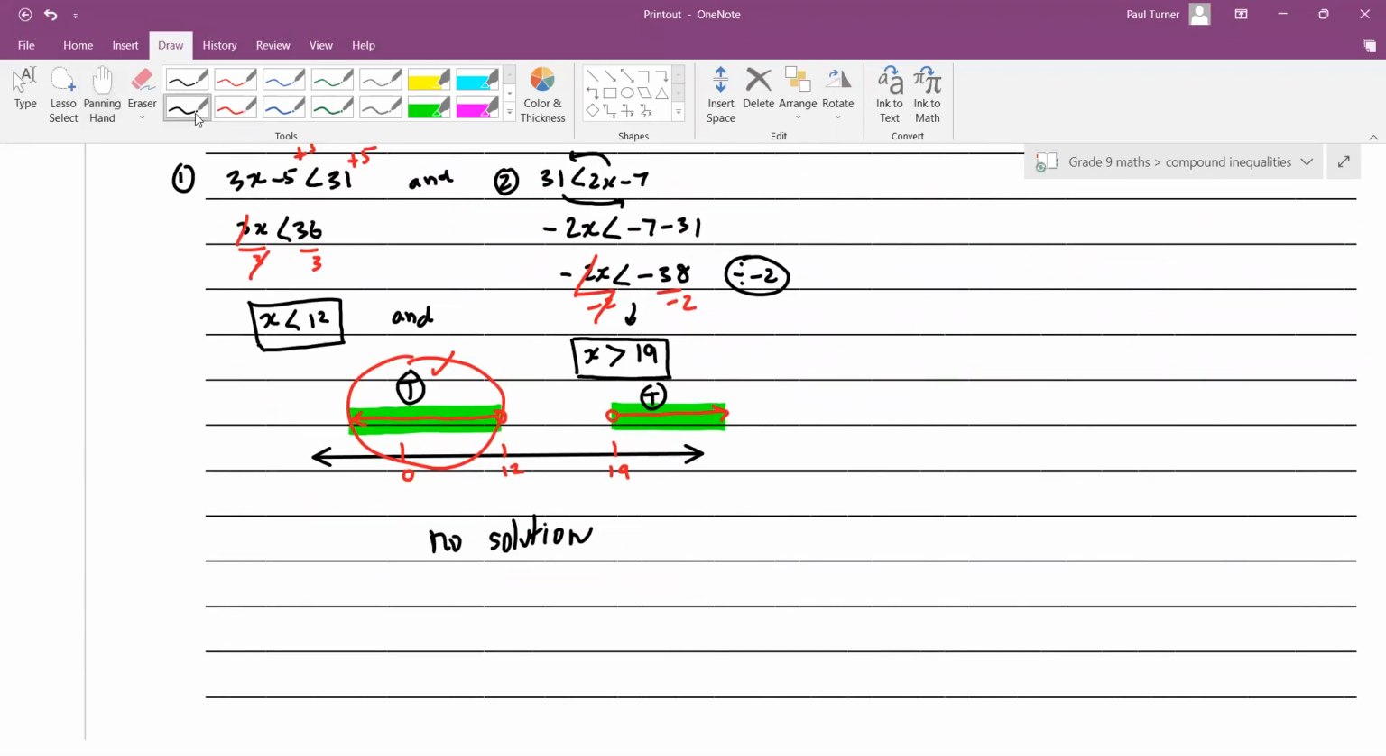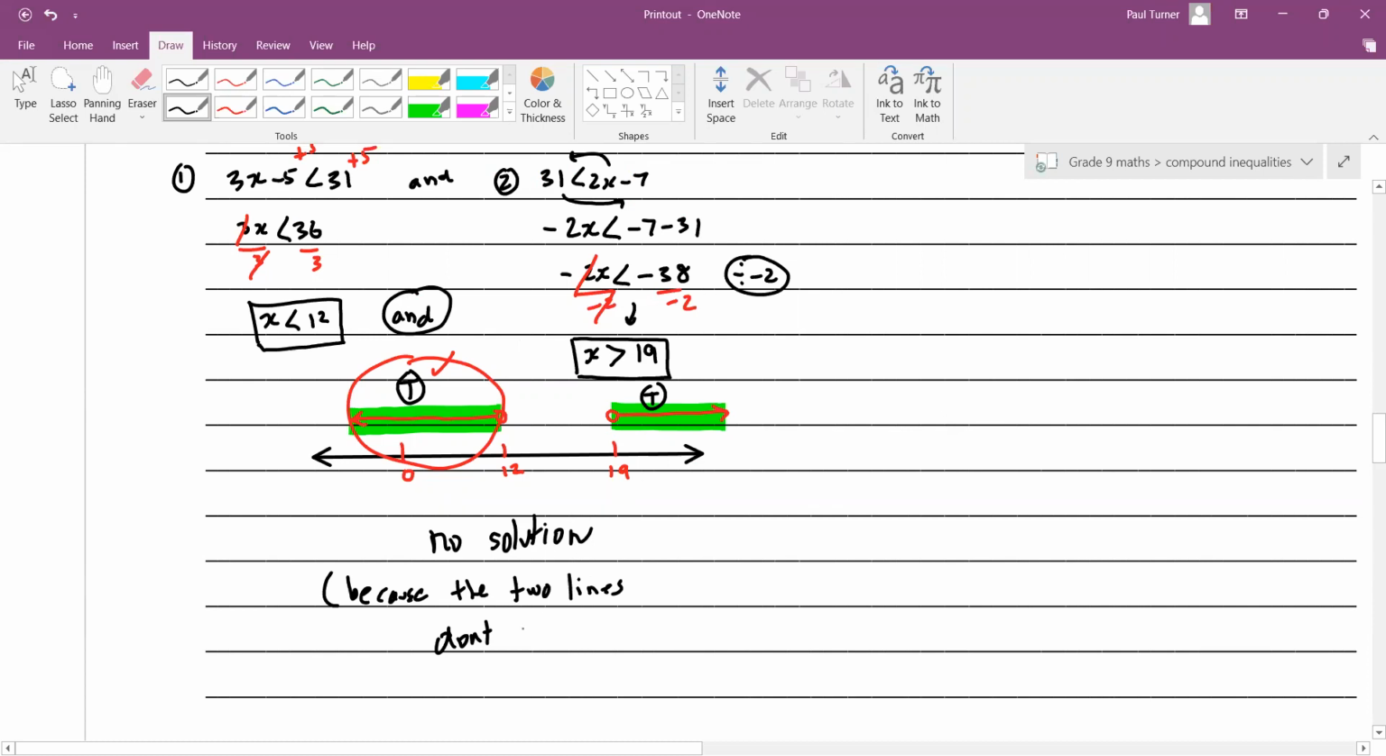So because, let's write that, because the two lines don't overlap. Overlap means crossing over each other. They're separated. These lines are completely separate. So it's not possible to make both of these true with one number, okay?